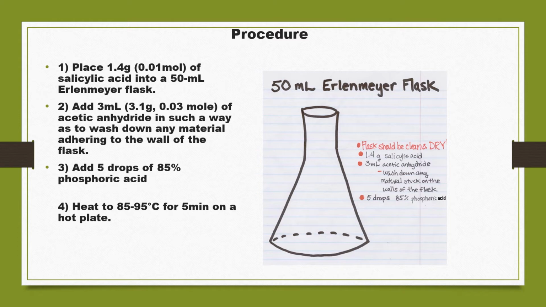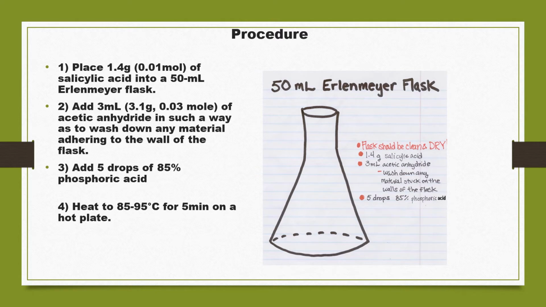Then you can add 5 drops of 85% phosphoric acid. When you add the powder of salicylic acid, in case you leave some of the powder on the walls of the Erlenmeyer flask, you can add your acetic anhydride through that path by inclining the flask to about 30 degrees, so that you can wash the powder out into the bottom.